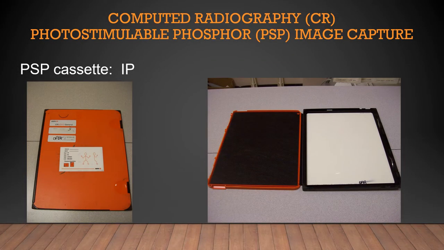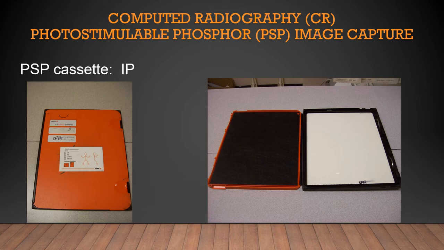So earlier we talked about computerized radiography, or CR. CR is also known as photostimulable phosphor, or a PSP image capture. So anytime you think of CR, it is the same as PSP. The digital acquisition modality that uses storage phosphor plates to produce projection images.